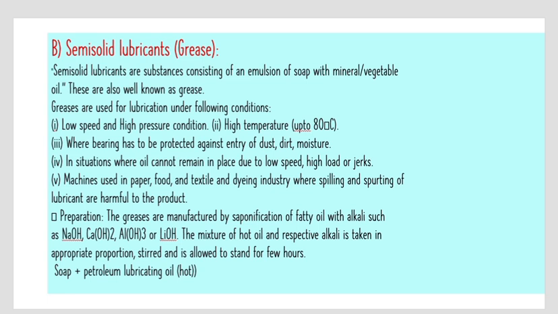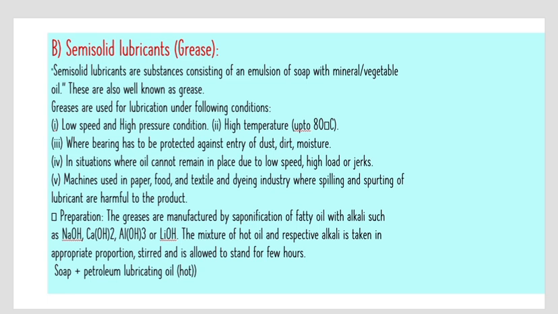Next is the second type, semi-solid lubricants, which are also known as grease. Semi-solid lubricants are substances consisting of an emulsion of soap with mineral or vegetable oil. To remember this type, it is based on soap, an emulsion of soap. So it is easy to understand and easy to remember how it can be defined. These are also known as grease.